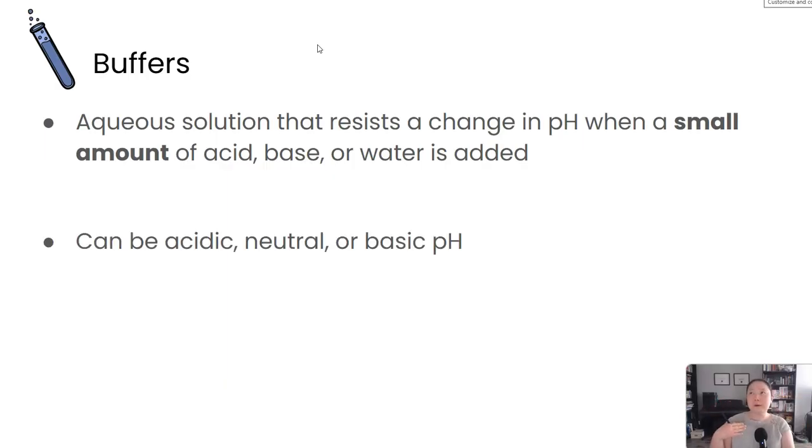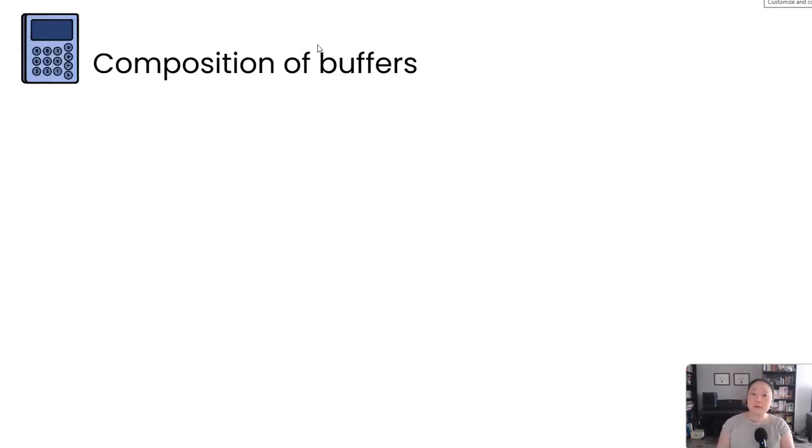Now, you can have buffers all over the pH scale. You can have acidic buffers, you can have neutral buffers, and you can also have basic buffers as well. You can have solutions that resist changes to pH that are acidic or neutral or basic and everything in between. Now, there are several ways you can make a buffer, and what you decide to make a buffer out of will depend on what pH you need it to be.